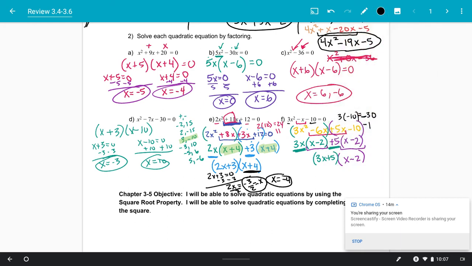Set both of those equal to 0 because these are all equal to 0. 3x plus 5 equals 0. Minus 5, minus 5. 3x equals negative 5. Divide by 3, divide by 3. So that's one of your x values. And then if you set this one equal to 0, you just get x equals regular 2.